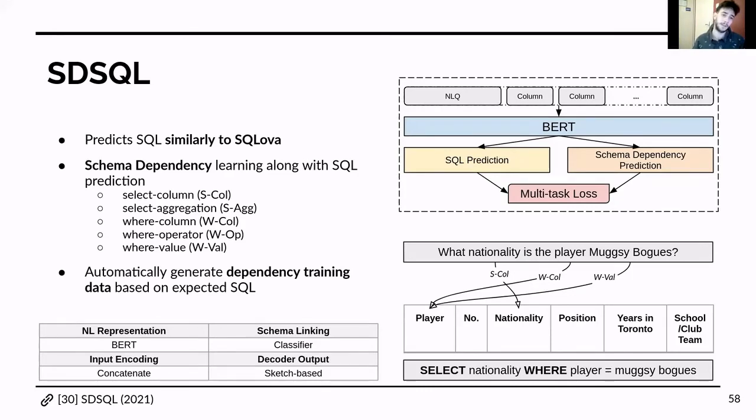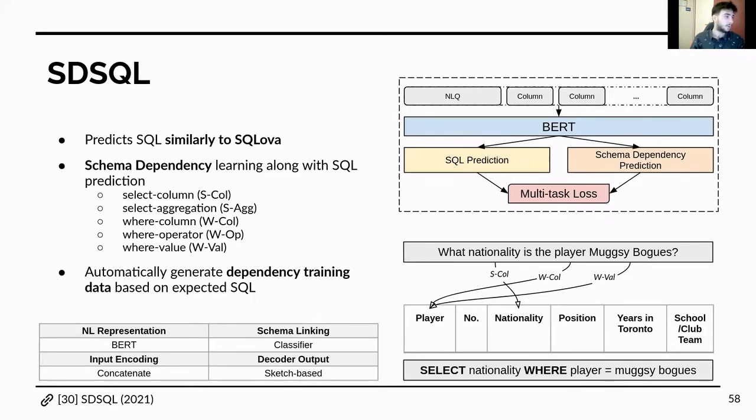So SDSQL is the last system that we're going to see today that works on the Wiki SQL dataset. If you look at this figure on the top right, this part is almost exactly the same as SQLova. The main difference is this network, which is responsible for schema dependency prediction. And what this means is that it tries to find schema dependencies between the words of the natural language query and the columns of the table.